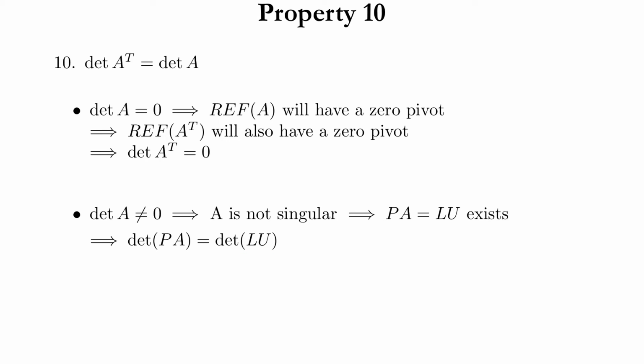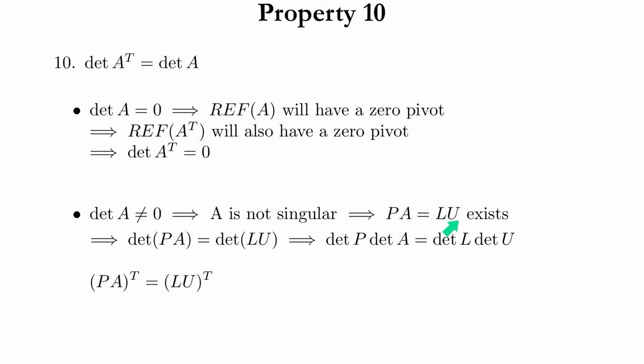Now, using the product of determinants, this determinant is going to be equal to the determinant of P times the determinant of A is equal to the determinant of L times the determinant of U. I can also take this formula and take the transpose on both sides so that I can write (PA) transpose is equal to (LU) transpose.